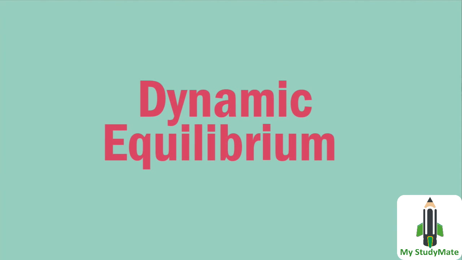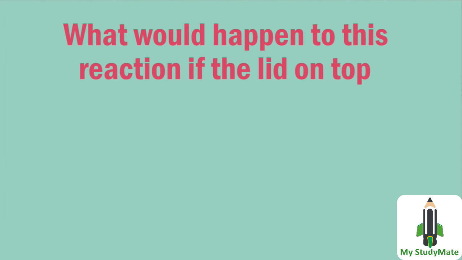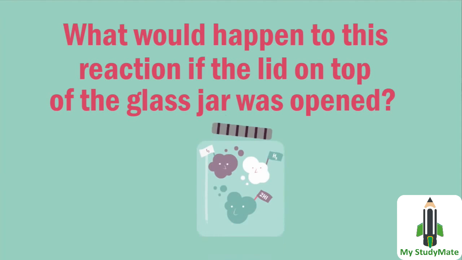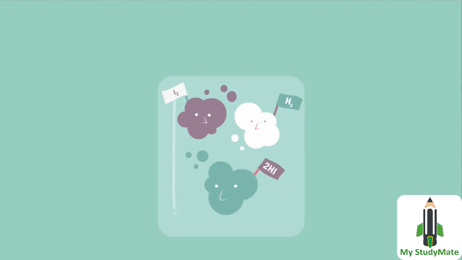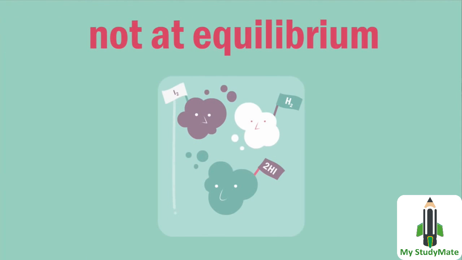What would happen to this reaction if the lid on the top of the glass jar was opened? Please pause the lesson to think about this and resume when you are done. If the lid was removed, the system is no longer at equilibrium as the reactants and products, or matter, would be able to escape the system.